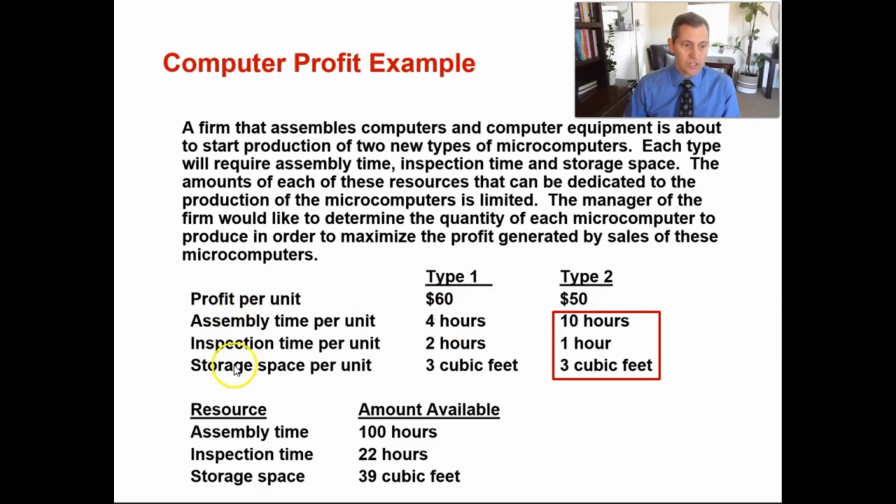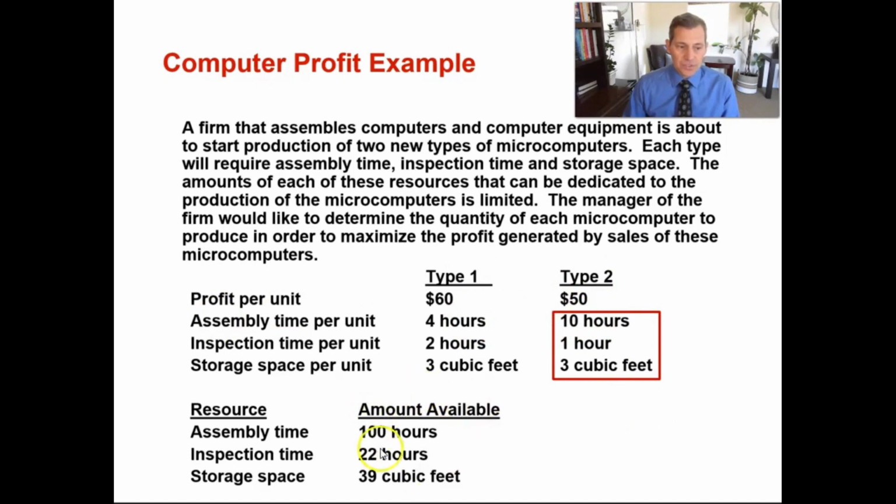So assembly, inspection, and storage, those are your constraints. For type 2, you've got 10 hours of assembly time per type 2 computer. You've got 1 hour of inspection time, and you need 3 cubic feet of storage to build a type 2 computer. Now, I've got this little red block around 10 hours, 1 hour, and 3 cubic feet. That's just to highlight that constraints can be mixed in their unit of measure, but your objective function coefficients must remain the same. So it's okay that assembly is in hours and inspection is in hours, but storage space is in cubic feet. That's acceptable. But everything else has to remain the same. You can't have assembly time for type 1 be 4 hours, and then use some other kind of measure in type 2 for assembly. They've got to remain the same.